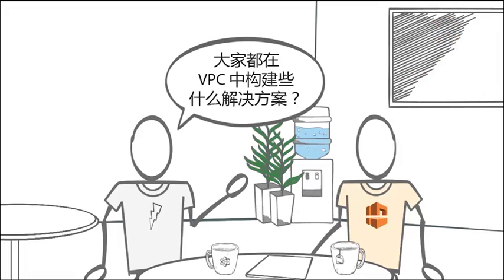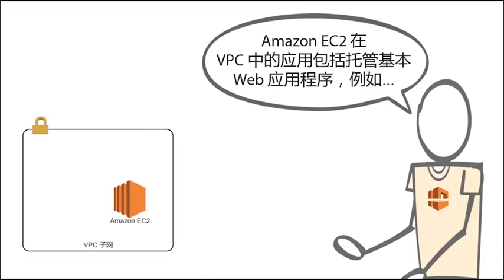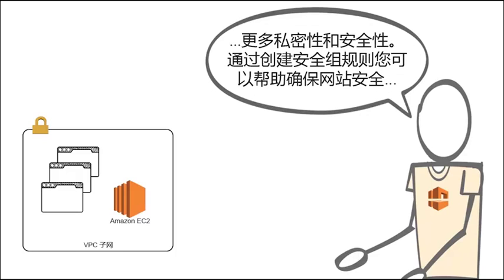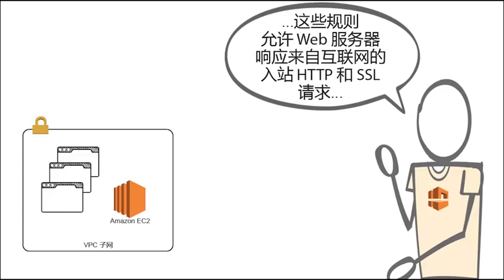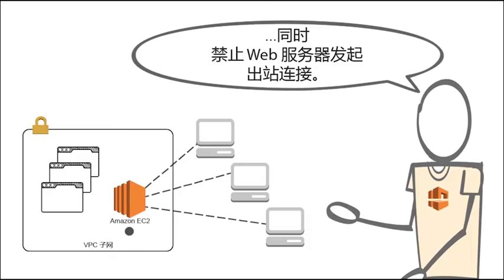And what kind of solutions are people building inside VPCs? Amazon EC2 is being used inside VPCs for purposes such as hosting basic web applications, like blogs or simple websites, where you can gain the additional layers of privacy and security afforded by Amazon VPC. You can help secure a website by creating security group rules, which allow the web server to respond to inbound HTTP and SSL requests from the Internet, while simultaneously prohibiting the web server from initiating outbound connections.